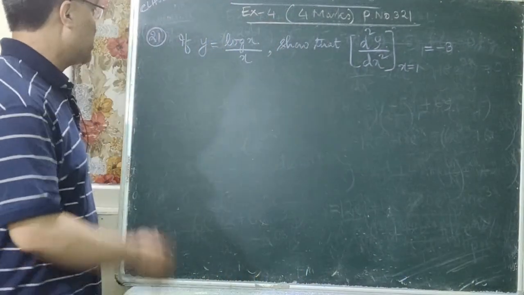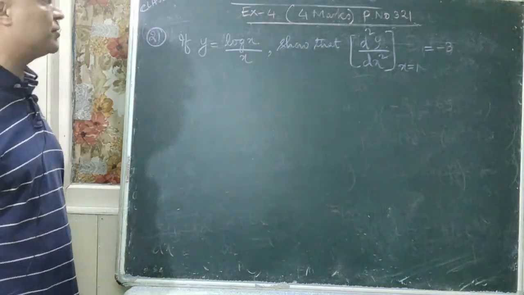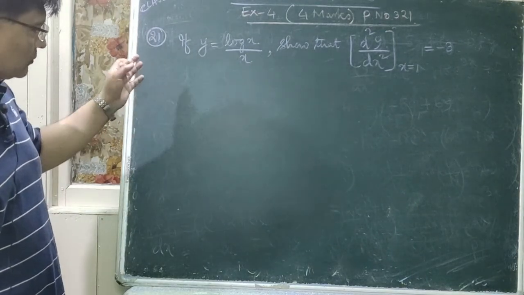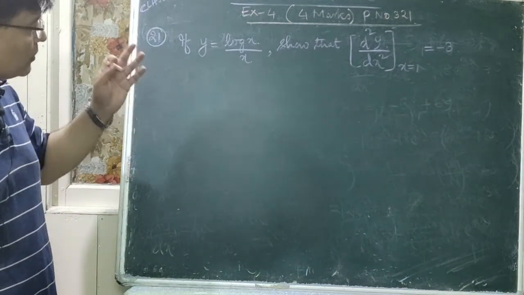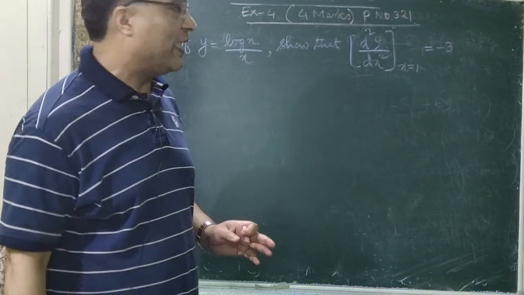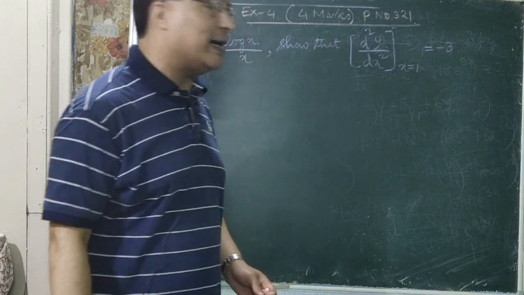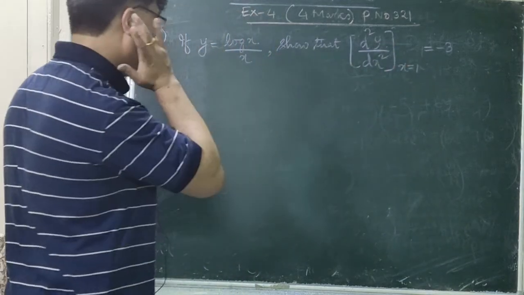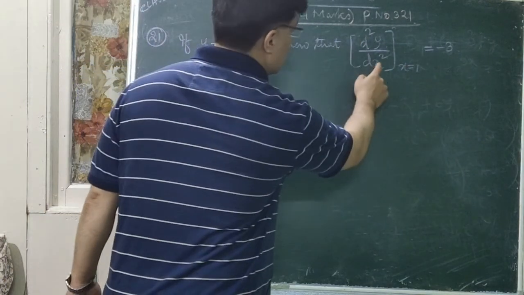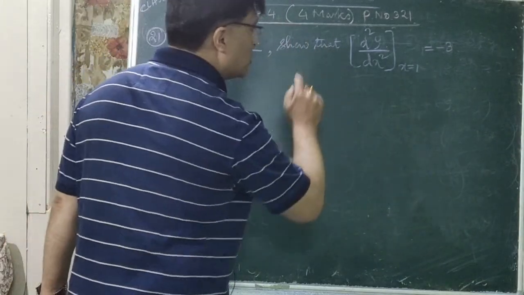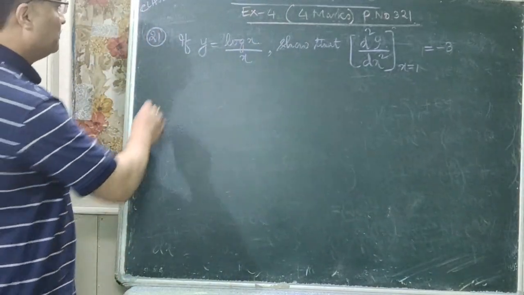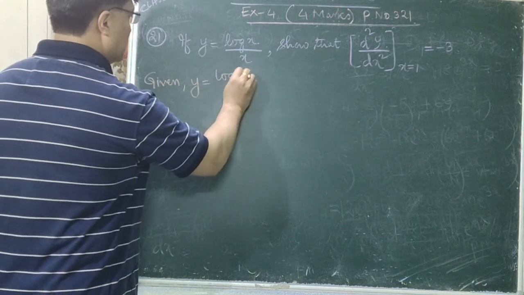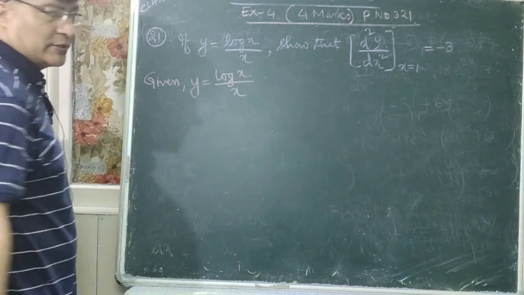So now we'll do the next question, that is question number 21. The question is, if y is equal to log x divided by x, you have to prove that the value for d square y by dx square at x equal to 1 is equal to minus 3. So this expression means you have to get the value for d2y by dx square at x equal to 1, which is equal to minus 3. You have to prove it. So here given is y is equal to log x upon x.